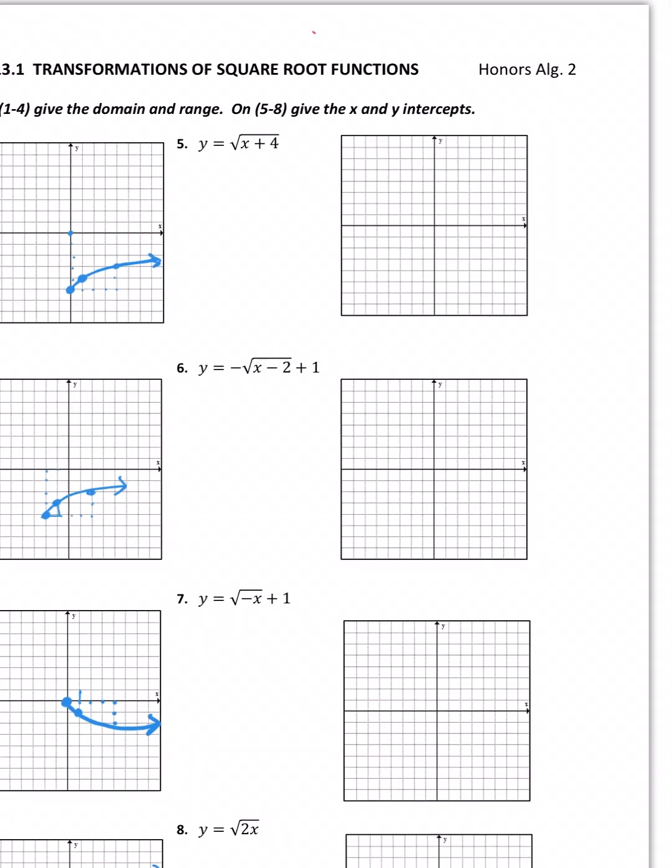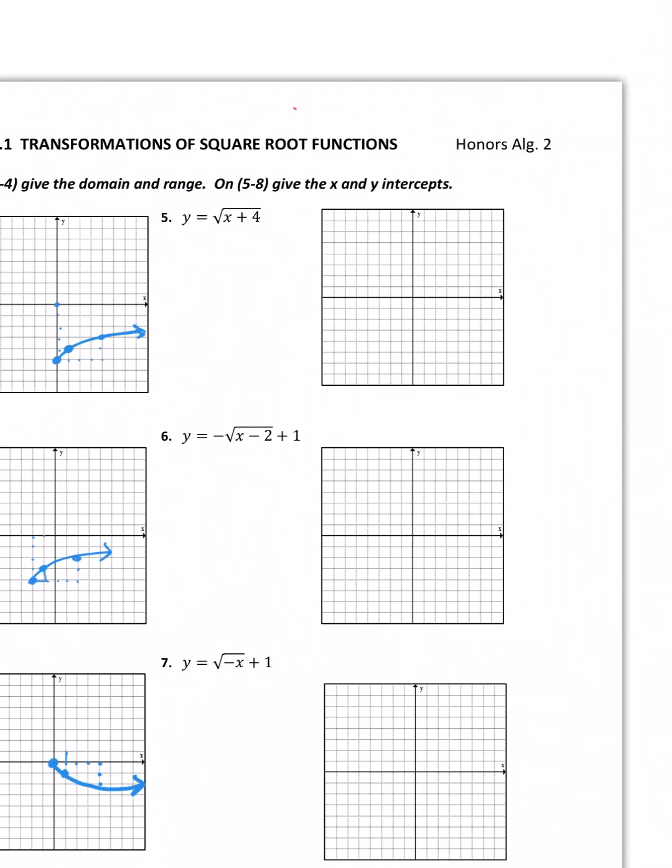Let's jump over here to number 5. This one says plus 4. So what is that doing? That means it's moving it left 4 units. So 1, 2, 3, 4. Nothing's happening as far as my points. They are staying the same. As far as how many do I go over? So let's see. I'm going to go over 1, up 1, over 4, up 2, and nothing changed there. Okay, we're good to go.